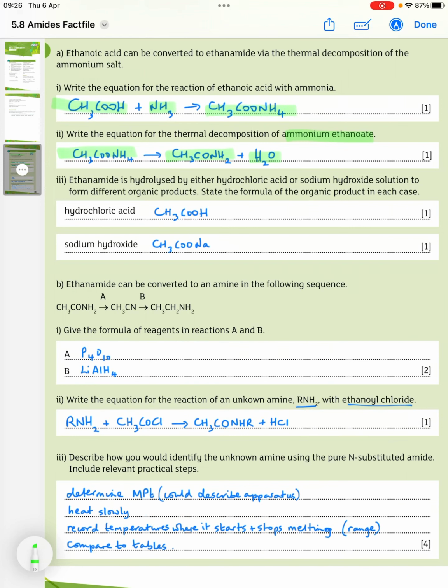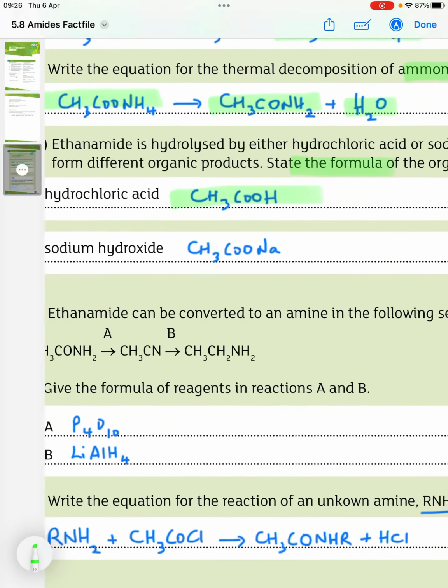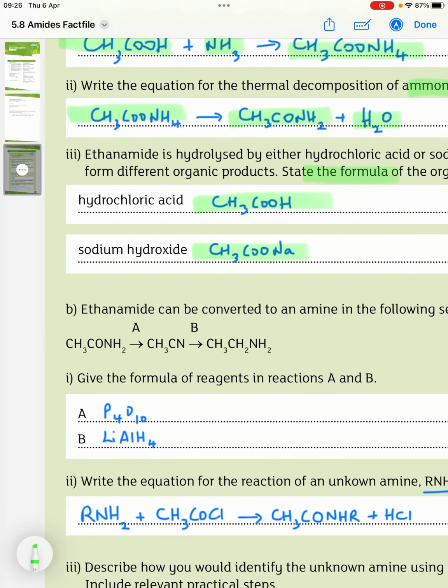Part 3. Ethanamide is hydrolyzed by either hydrochloric acid or sodium hydroxide solution to form different organic products. State the formula of the organic product in each case. So it's state the formula here, not the name. So with hydrochloric acid, you're going to get ethanoic acid, CH3COOH, and with sodium hydroxide, it's going to be sodium ethanoate, which is CH3COONa.